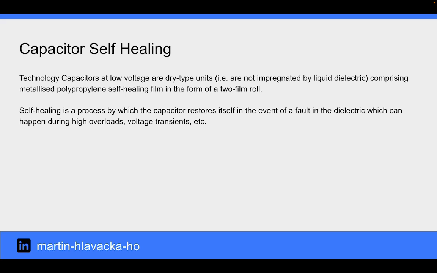Let's talk in detail about capacitor technology. Low voltage technology capacitors are dry type units composed of a self-healing metallized polypropylene film in the form of a two-film roll. Self-healing is a process by which the capacitor restores itself in the event of a failure in the dielectric, which may occur during high overloads, voltage transients, etc.